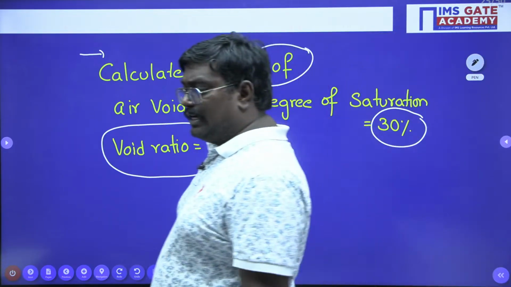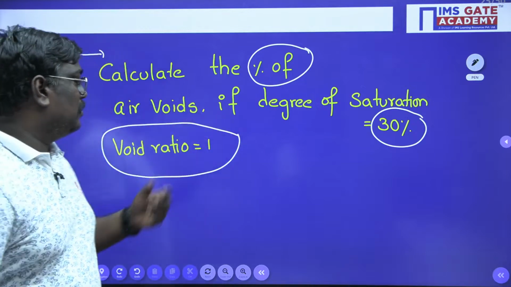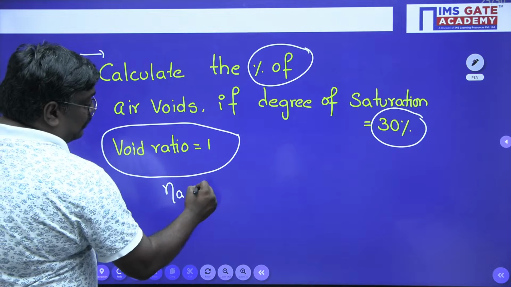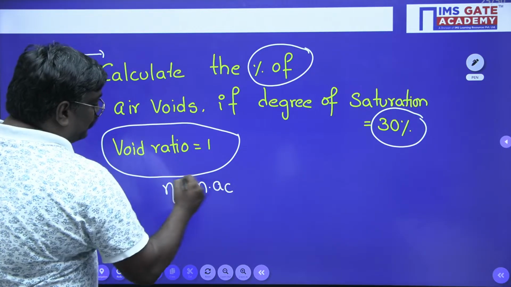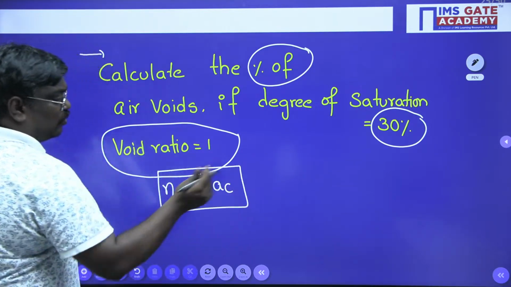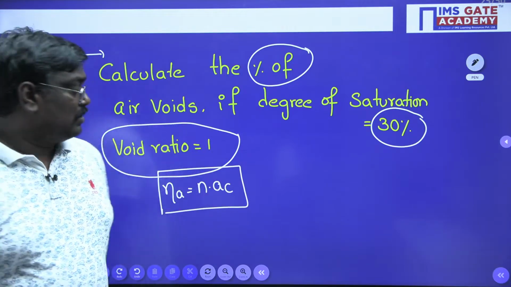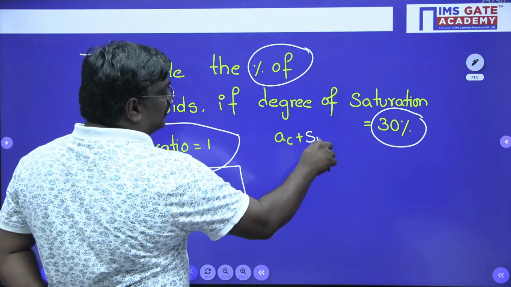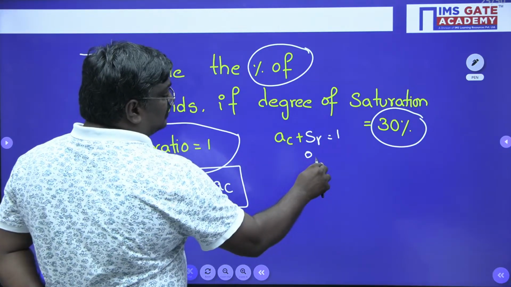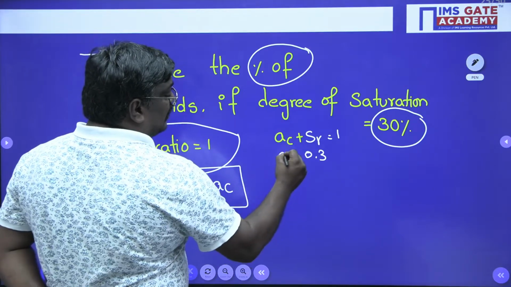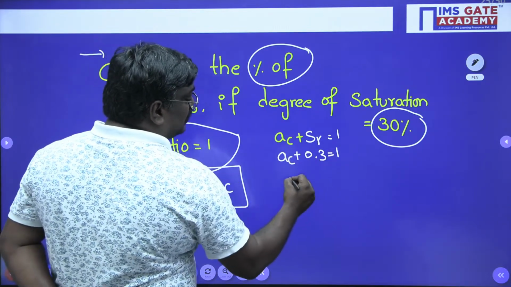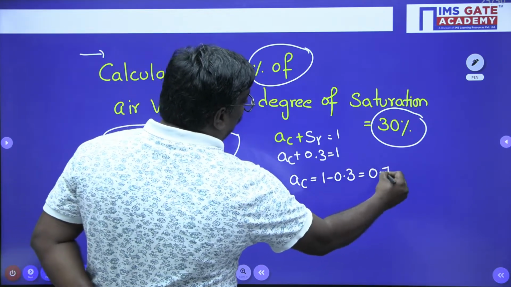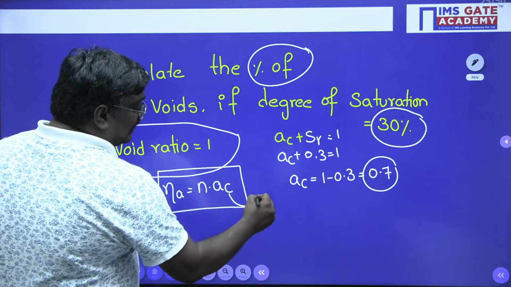Okay. See students, whenever you are talking about this problem, what is the percentage of air voids? Na is equal to what? Porosity into air content. If you know this, it is a single step. How easily we can do it in 2 steps, I'll tell you. You know air content plus degree of saturation is 1. If degree of saturation is 30% means it is 0.3, and air content will be equal to 1 minus 0.3. So here it will be equal to 0.7.